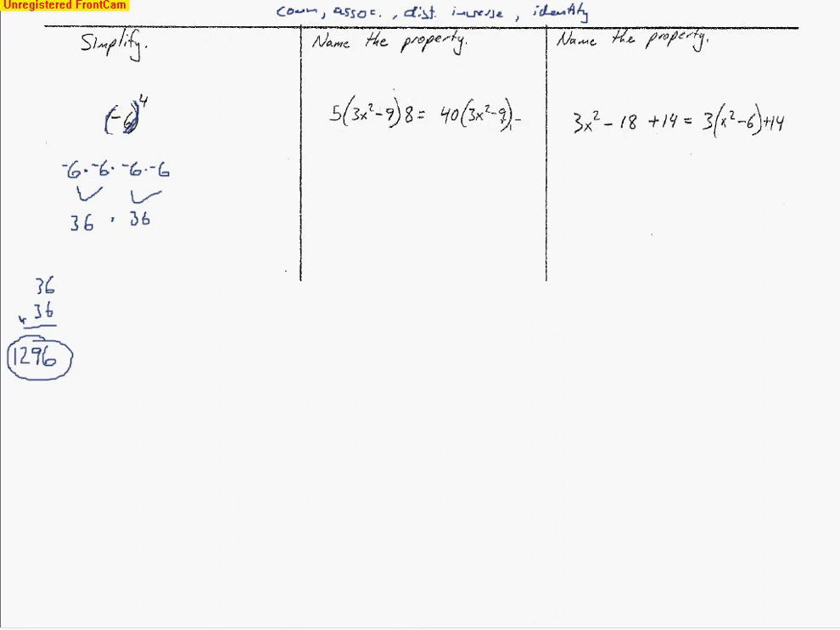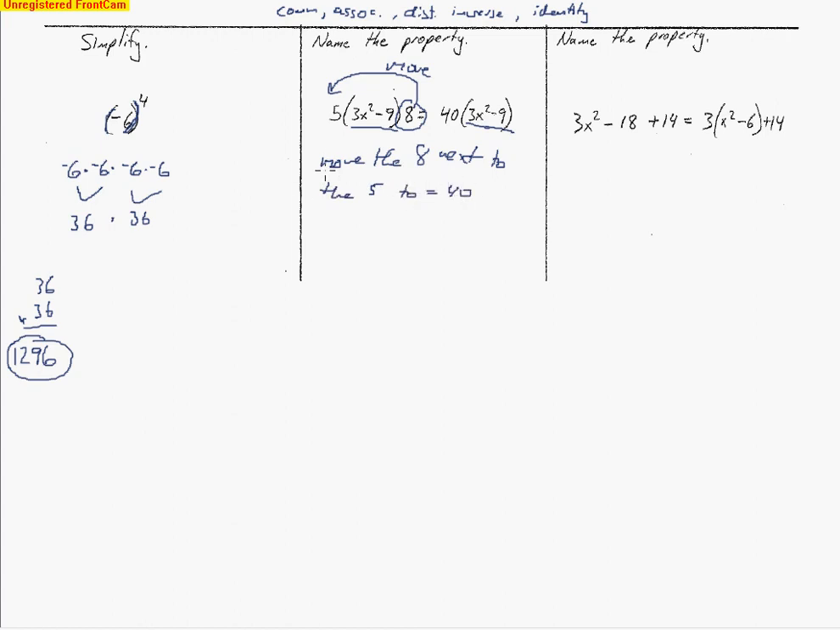Because the 3x squared minus 9, that's the same. So this is equal to this. These are the same, so nothing happened with these. But the 40 and the 5 and 8, well, 5 times 8 makes 40. So what they had to do is move the 8 next to the 5 in order to make 40, to equal 40. And so that's what they did.